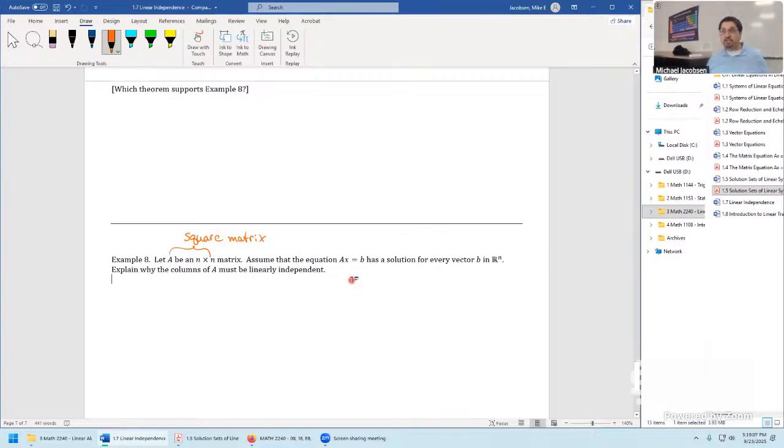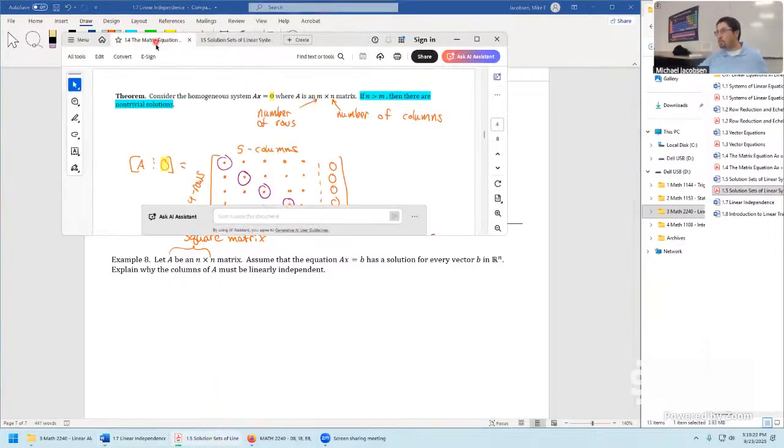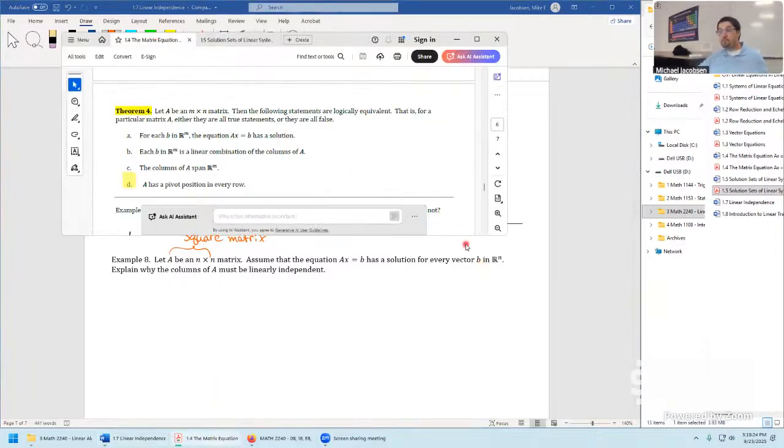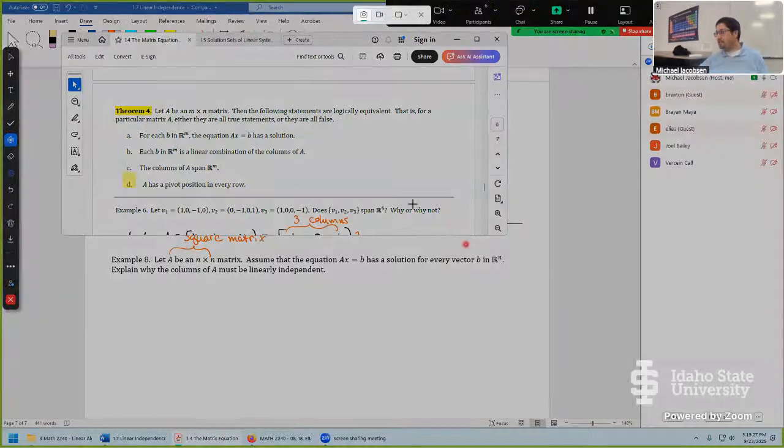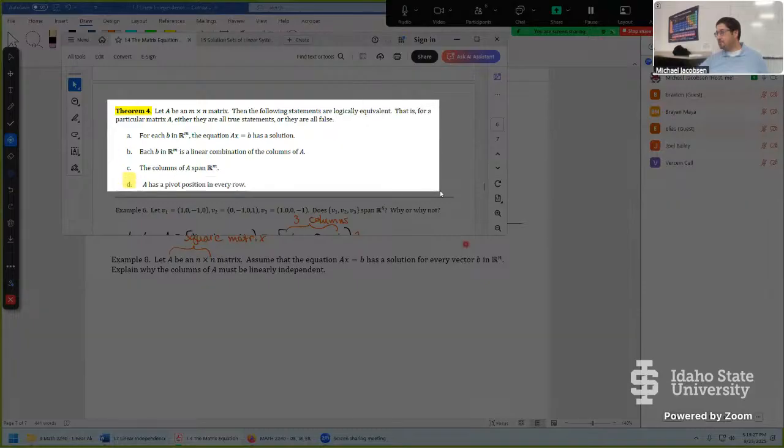And that's an interesting connection, right? We're connecting solving a matrix equation with linear independence. The thing that connects all of these thoughts now is the fact that we have a square matrix, and all the way back into section 1.4, theorem number 4 is the one that supports us. So let's just screenshot it in. It's the star of the show.